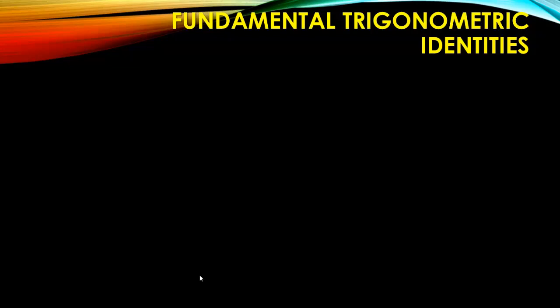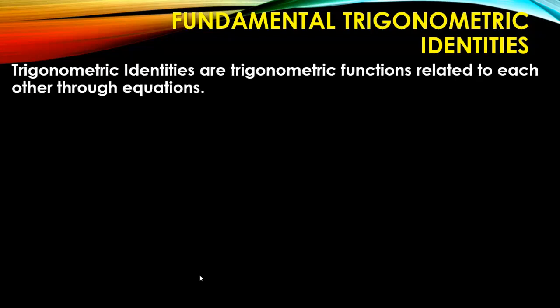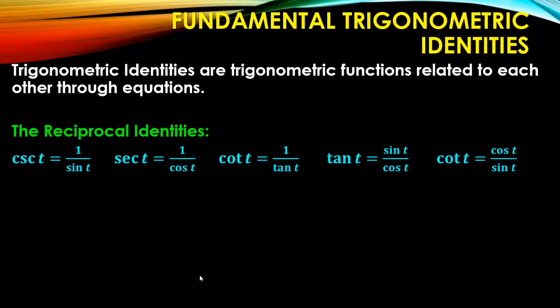Alright, so let's start with the fundamental trig identities. Okay, these are our identities. These identities are functions related to each other through equations. So the reciprocal identities, for example, we've got these. Cosecant is basically 1 over sine. Secant, 1 over cosine. Cotangent, 1 over tangent. Tangent we also know is sine over cosine. We also know that if this is tangent, then cotangent could also be thought of as cosine over sine.